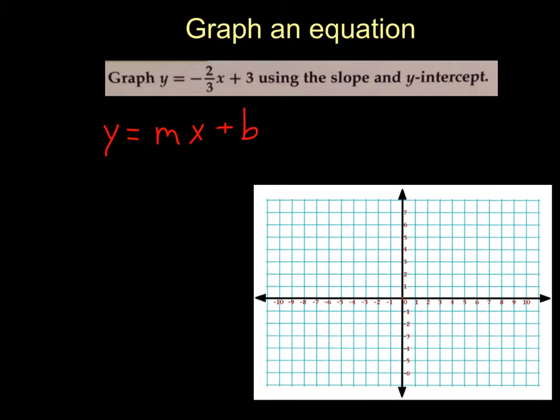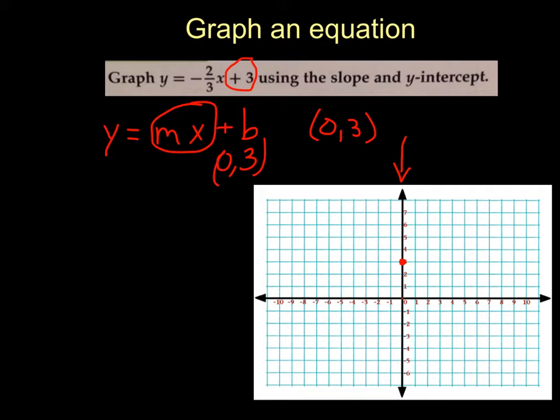So looking at this equation, we can see that the y-intercept is going to be 3. Remember, the y-intercept is where the line crosses the y-axis. So it crosses the y-axis at 3, so I'm going to place a point right there at 3. Now, we know the coordinates here are 0, 3, and that makes sense because if y is going to be 3, we want x to be 0, because we want it to be on the y-axis. So your x is 0.